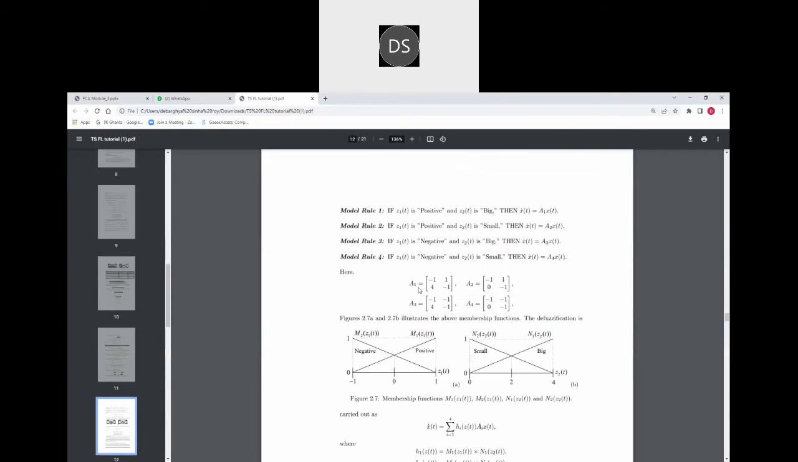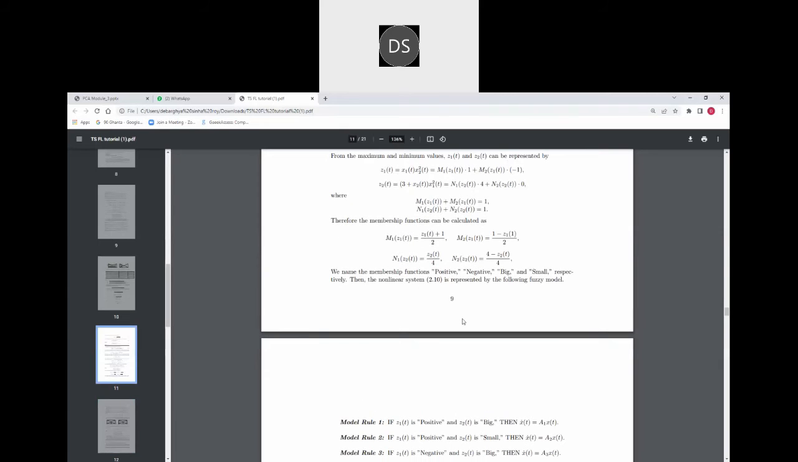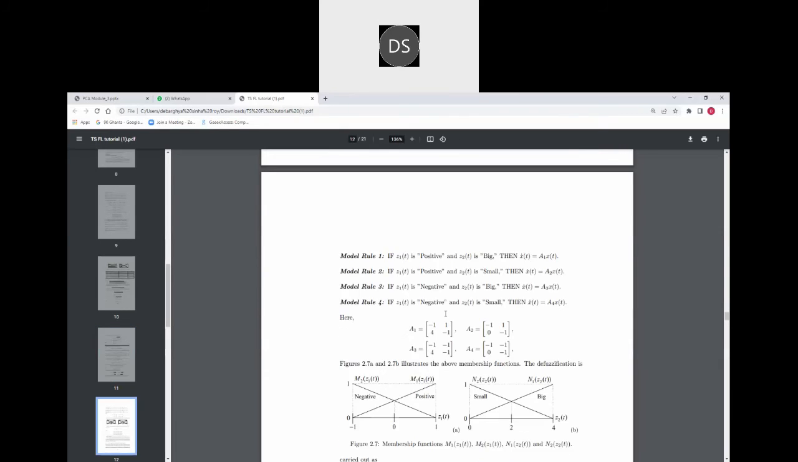So let's say rule one. There are two membership functions for each variable, so there can be four combinations. Each model rule represents one combination. So let's say Z1 is positive and Z2 is big. Then it will be x dot is equal to A1 x. Similarly, the other three combinations will be the same.